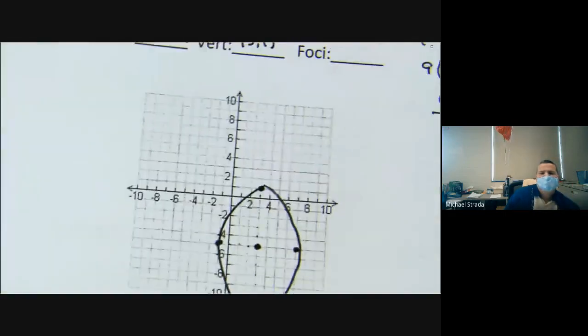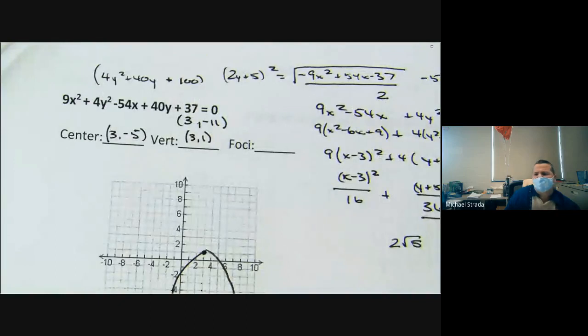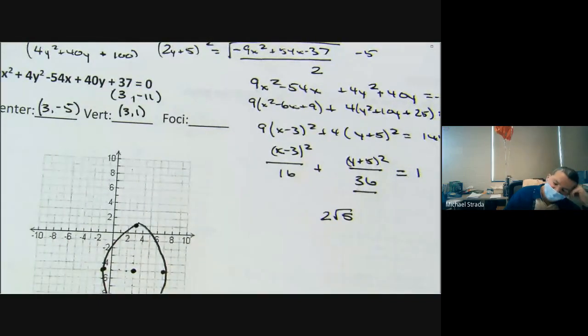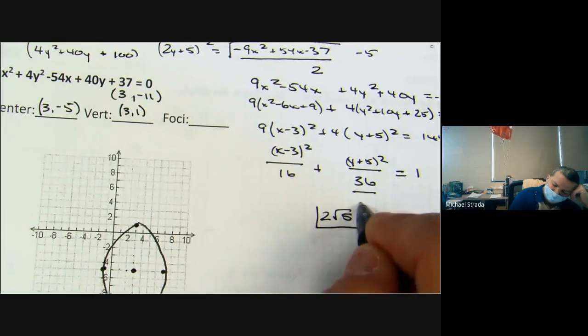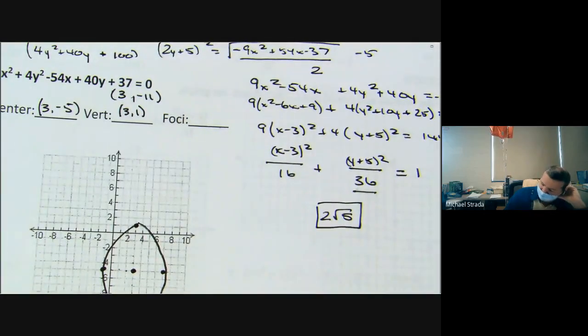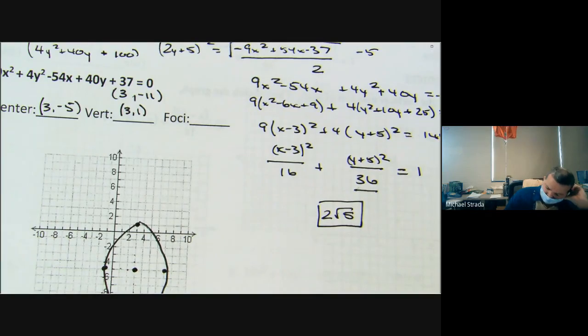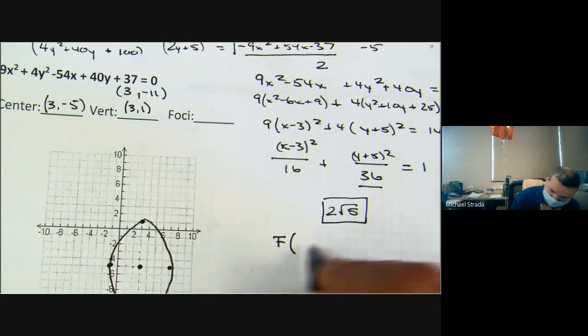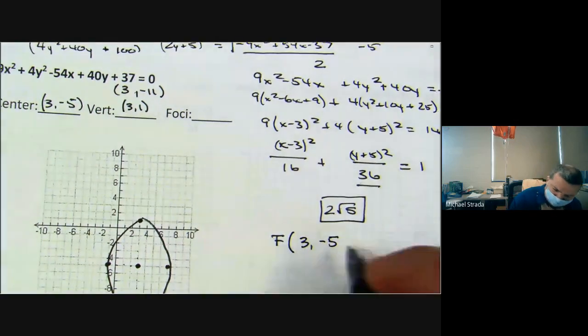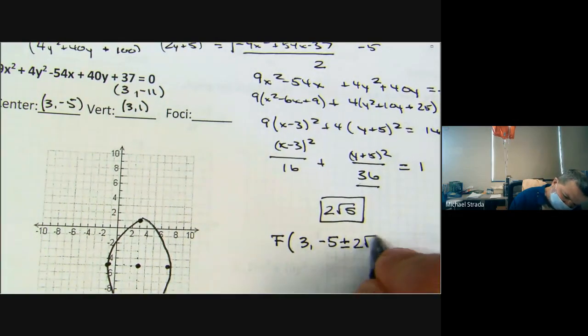Now, is everybody good that 36 minus 16 is 20? The one thing you have to do is simplify your radical. So the square root of 20 is 2 root 5 when you do the foci. All right. Now, once again, where was my major axis? Y. So I'm going to add that to the y coordinate of my center. So that makes my foci at 3, and then you just put negative 5, plus or minus 2 root 5.